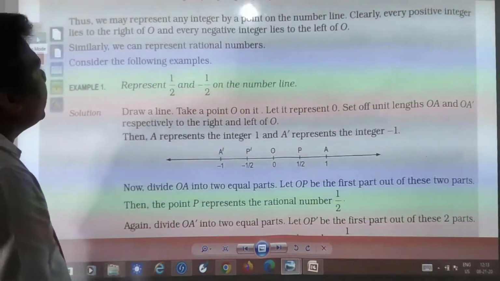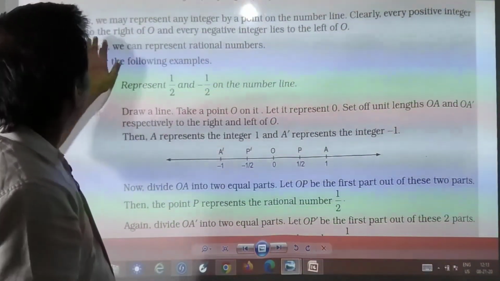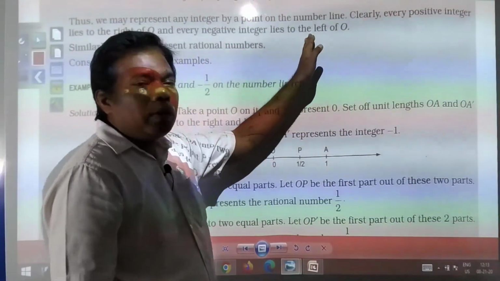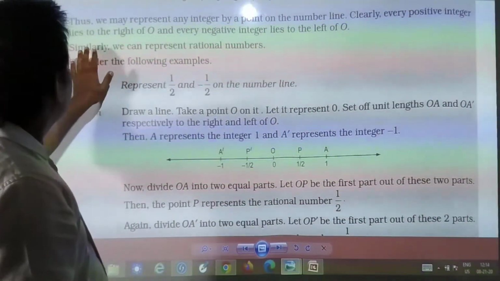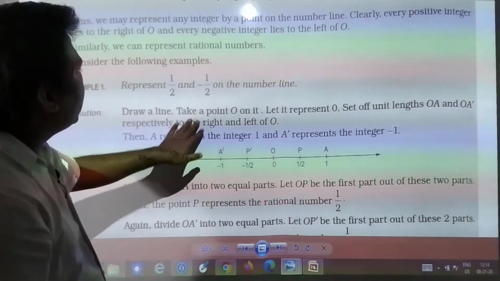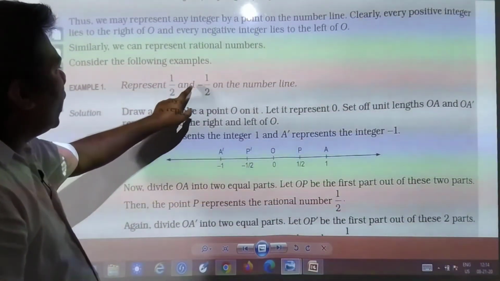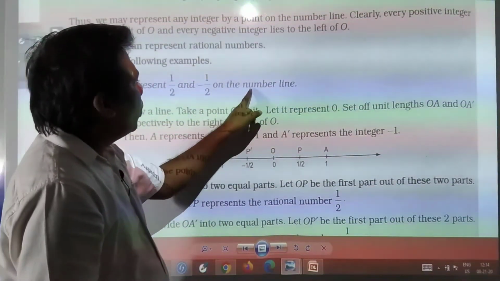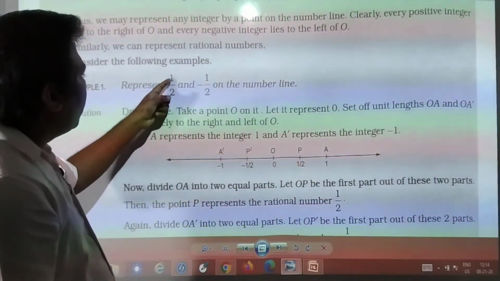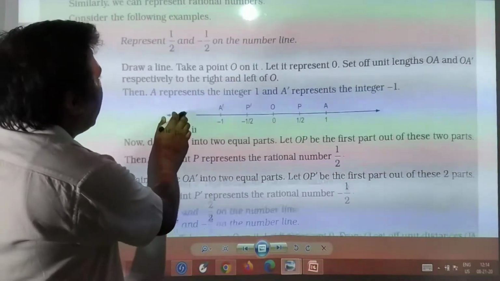Thus we may represent any integer by a point on the number line. Clearly every positive integer lies to the right of O and every negative integer lies to the left of O. Similarly we can represent rational numbers also. Consider the following example. Represent 1/2 and -1/2 on the number line. What is needed to be done?